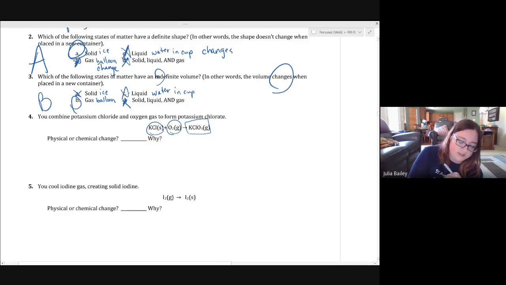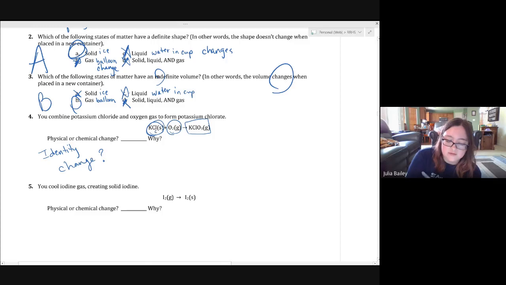Well, to answer that question, you have to think about the identity. Does the identity change? So if I look, I start with a compound, KCl. That's a compound. I also start with an element, oxygen. And at the end, I have one compound that is KClO3. So is this compound different from the stuff on the other side? And I would say yes.